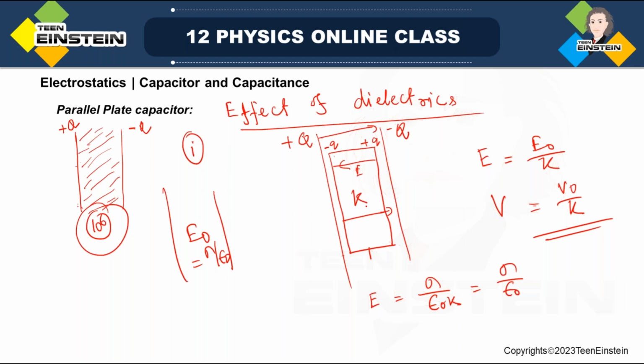Now a dielectric material is inserted, right? So sigma by epsilon 0 into K. This sigma by epsilon 0 is E0, I have supposed. So this is actually E0 by K, and K is greater than 1. Therefore the electric field we get after insertion of dielectric material is less than E0. Understand?